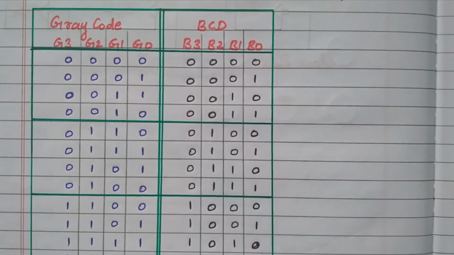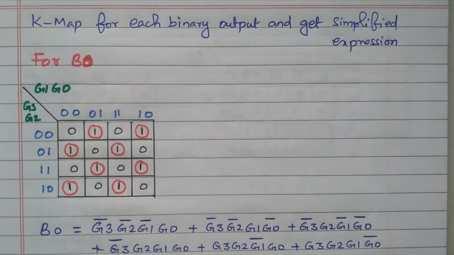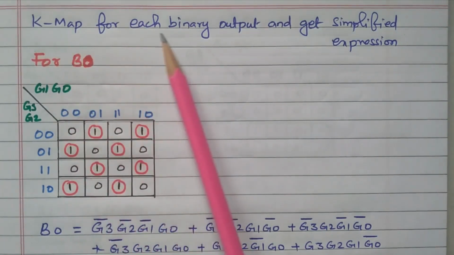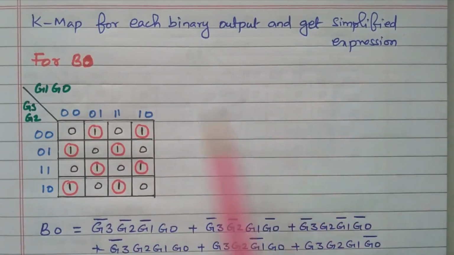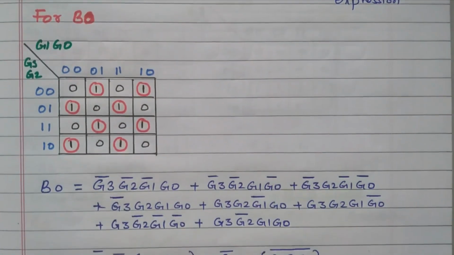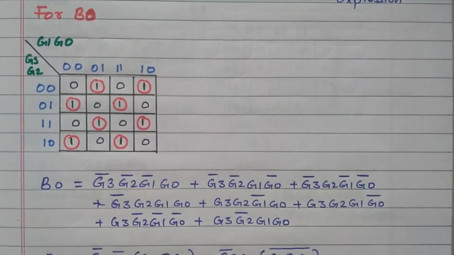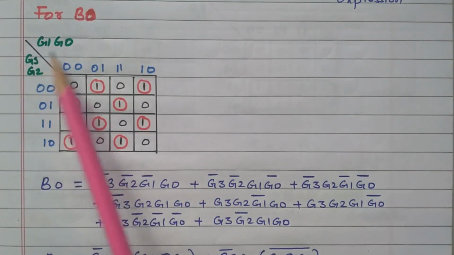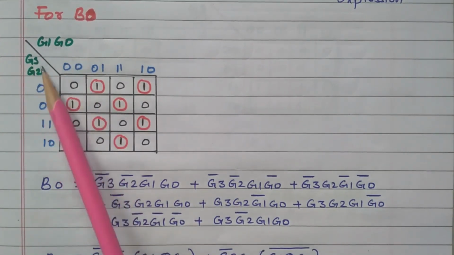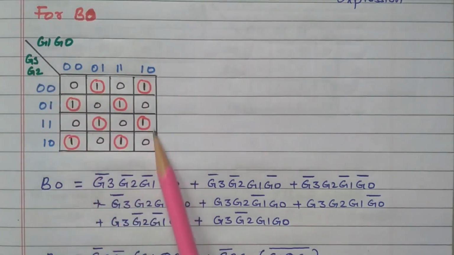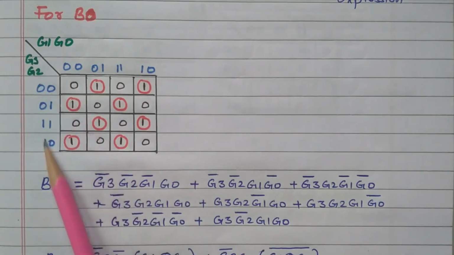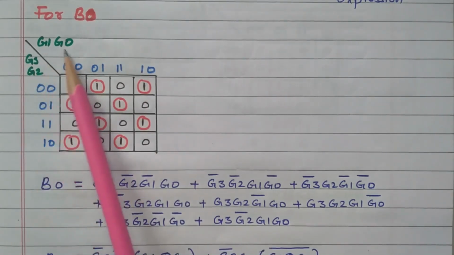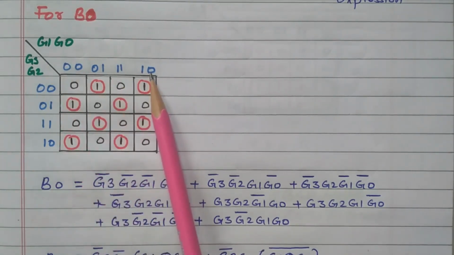Now we'll go to the Karnaugh map to bring the simplified Boolean function, the K map for binary output. First we'll go for the term B0, the LSB. So what is the input? The Gray code is the input: G3, G2, G1, G0. These 4 are inputs, so this is a 4 variable K map. G3, G2 is assigned in a vertical manner, and G1 and G0 is assigned in a horizontal manner, right?